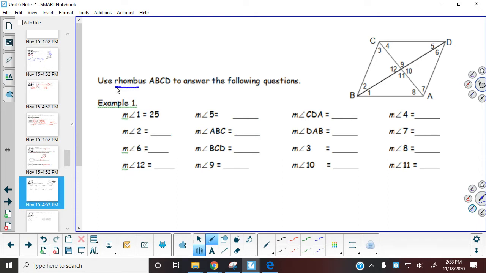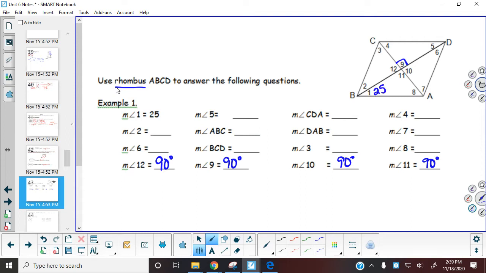As soon as we see that it is a rhombus, we know that the angles around the middle, all of angles 9, 10, 11, and 12, are 90-degree angles. So we've got 90 degrees, 90 degrees, 90 degrees, and again, 90 degrees. They also give you that angle number 1 is 25 degrees.